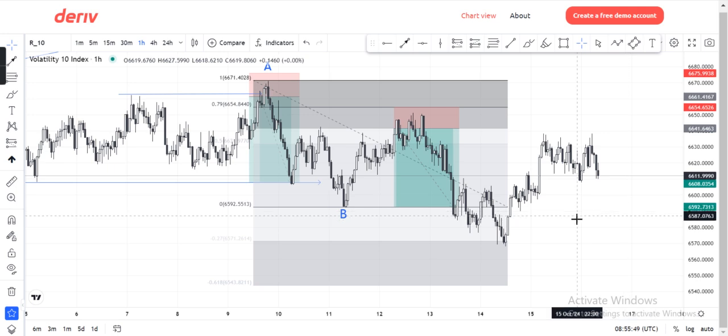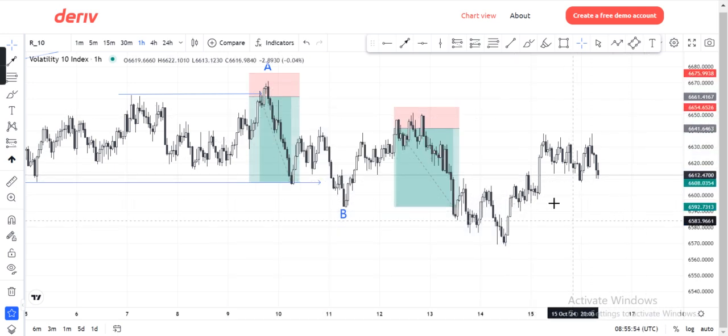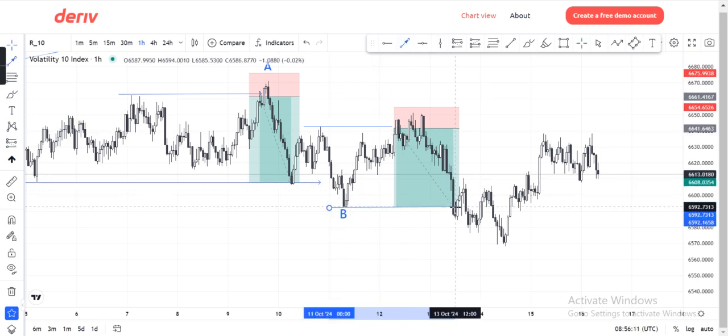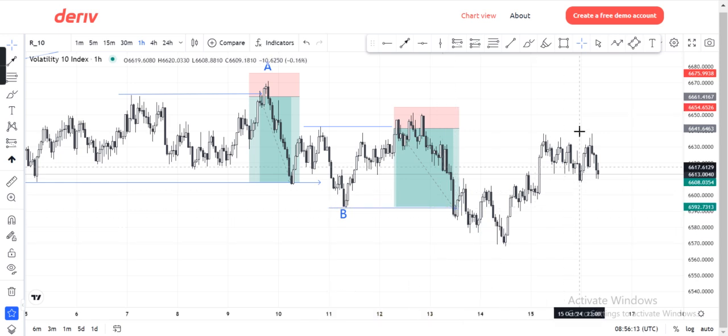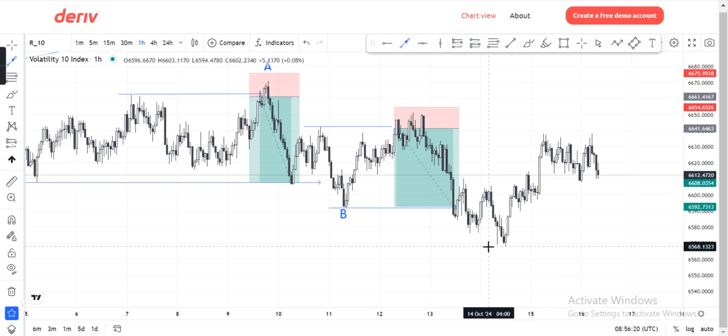Now we can go to the next level, which we are currently trading at the moment, which we have liquidity grab here again, and we also have our break of structure here. And also we have our level B.